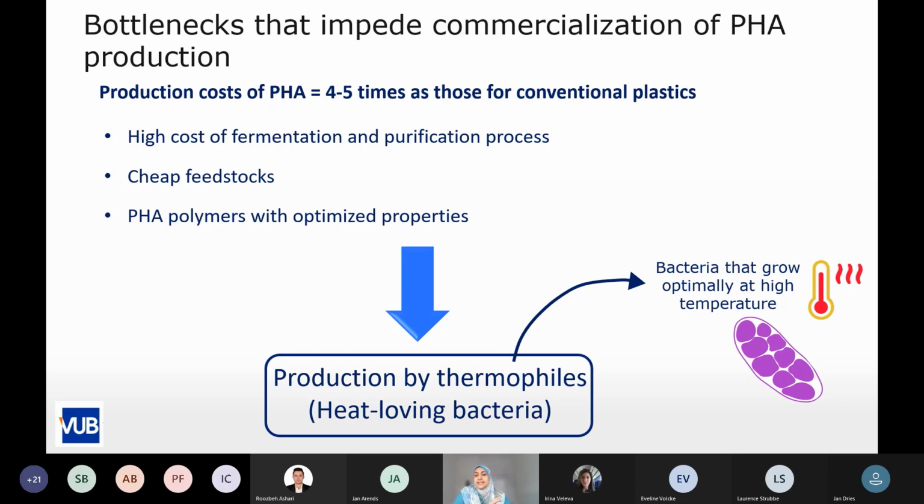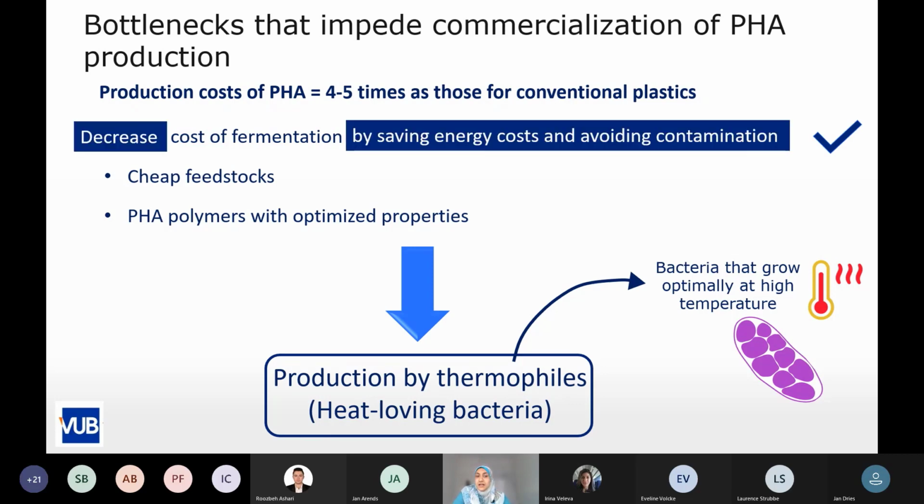Thermophiles are heat-loving bacteria. They are the bacteria that grow optimally at high temperatures, over 45 degrees Celsius. And they can, for example, solve this problem by decreasing the cost of fermentation in 2 ways, by saving energy costs and avoiding contamination. For the first one, as you know, for large-scale fermentation, heat is produced by bacteria due to the metabolic reactions. And this heat can harm the bacteria or the production itself. So cooling steps are always required, but they increase the cost.